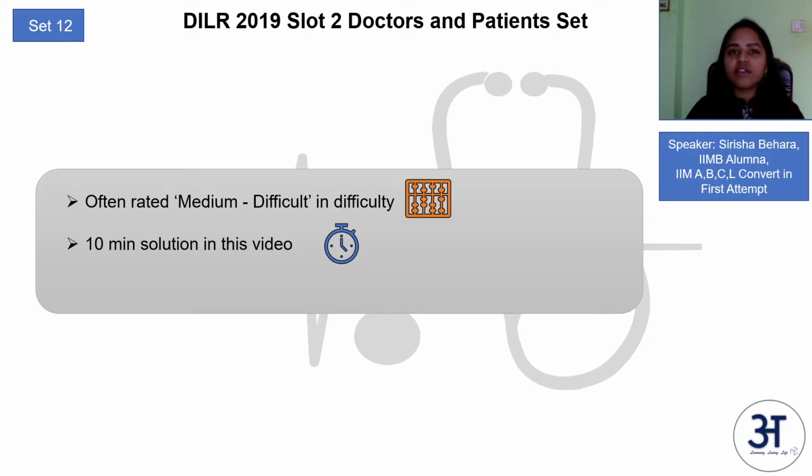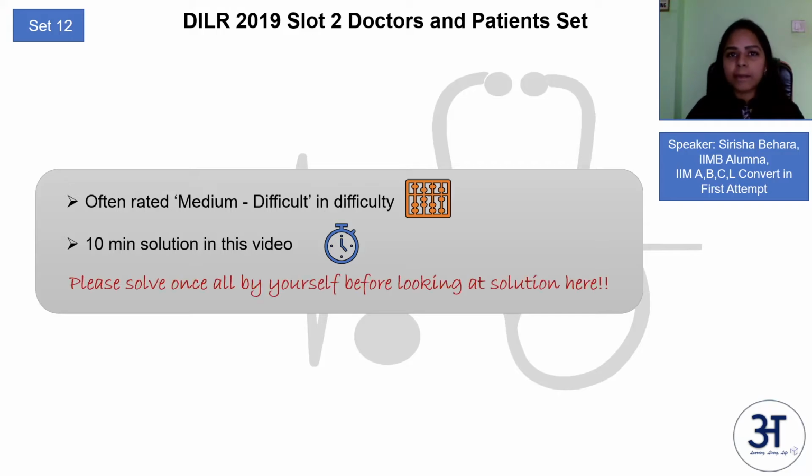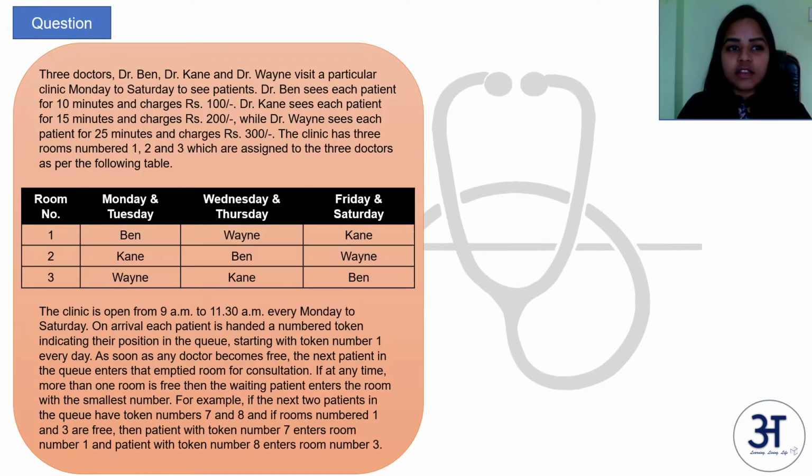Before looking at the solution, please try this set once all by yourself. Let's begin. Three doctors, Dr. B, Dr. K and Dr. W visit a particular clinic Monday to Saturday to see patients. Dr. B sees each patient for 10 minutes and charges ₹100. Dr. K sees each patient for 15 minutes and charges 200, while Dr. W sees each patient for 25 minutes and charges 300.